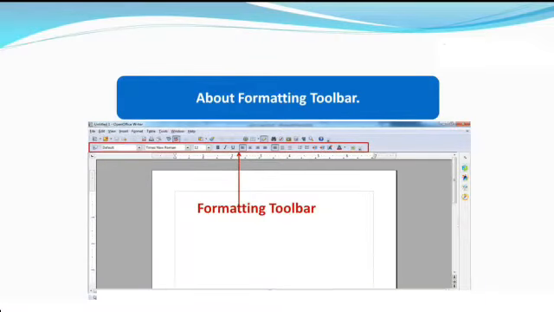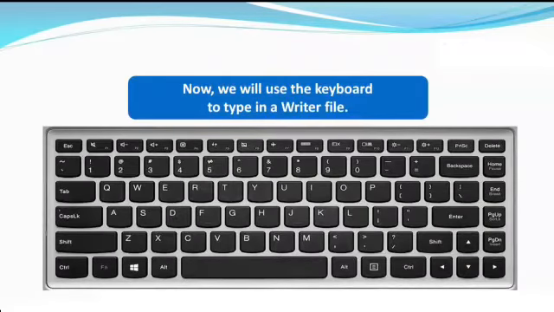Using the formatting bar, we can change the writing style, make the letters bigger or smaller or bold. We can write the words in italics, underline the written text, change the color of the text, or even the color of the background. Now, we will use the keyboard to type in the writer file.